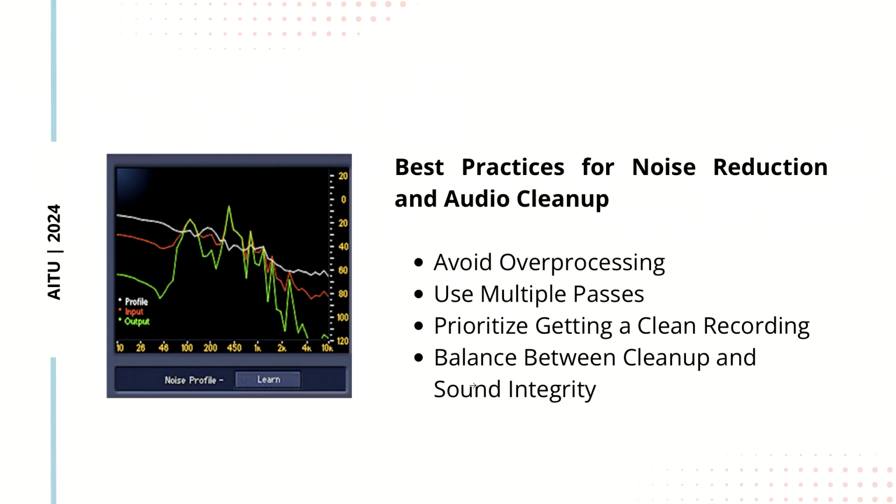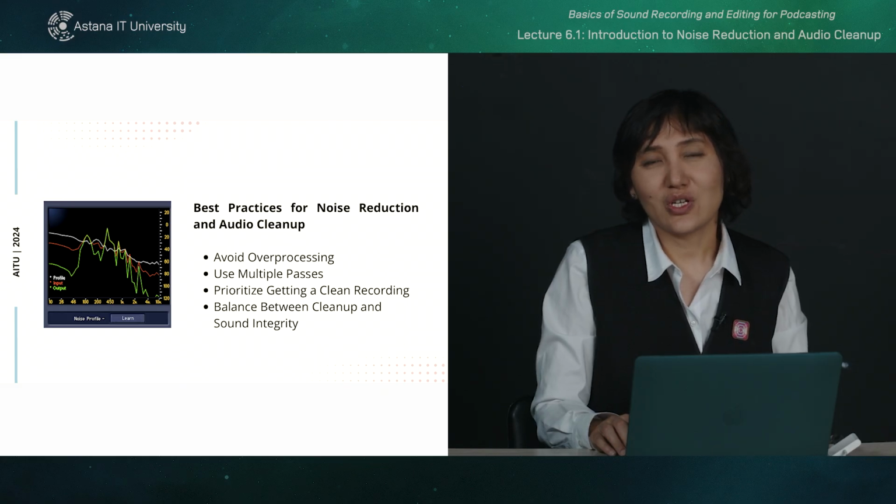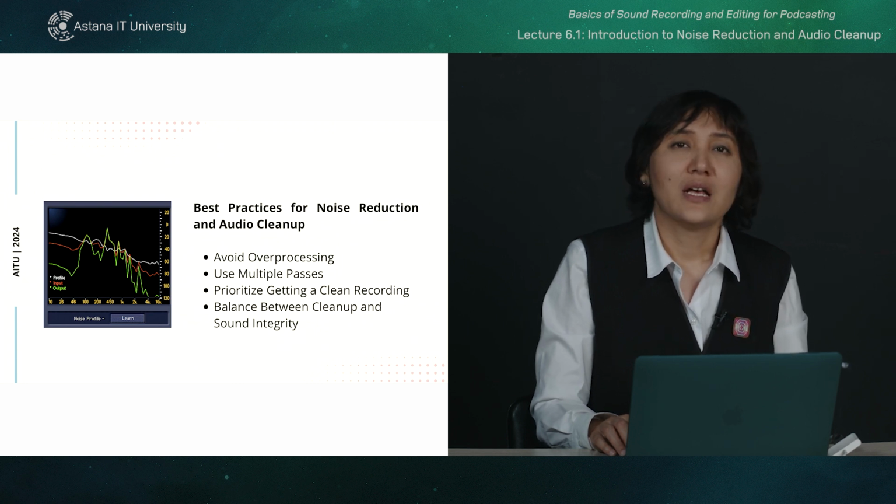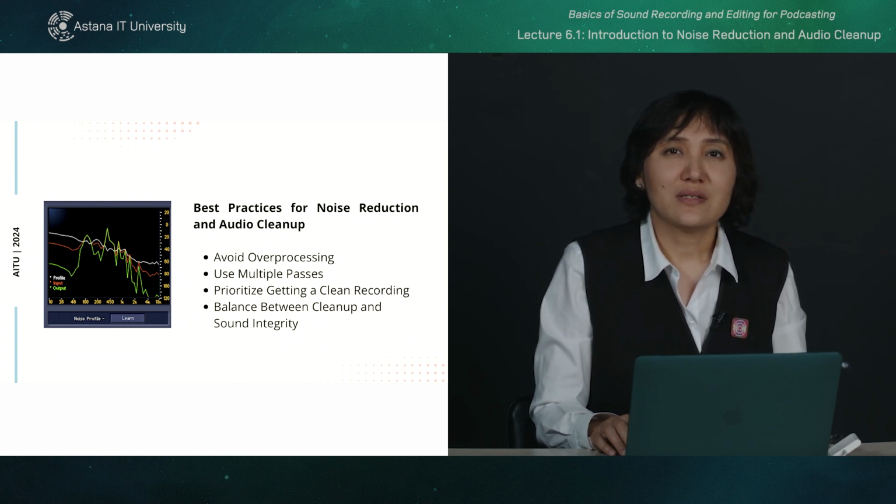So, best practices for noise reduction and audio cleanup. Avoid overprocessing. Be careful not to apply too many noise reduction effects at once. Overprocessing can lead to the audio sounding unnatural and distorted. Focus on subtle adjustments to preserve the original quality of the sound. The key here is not to use a lot, but several, and each of these you can adjust little by little.